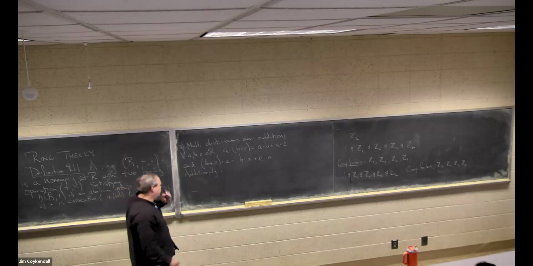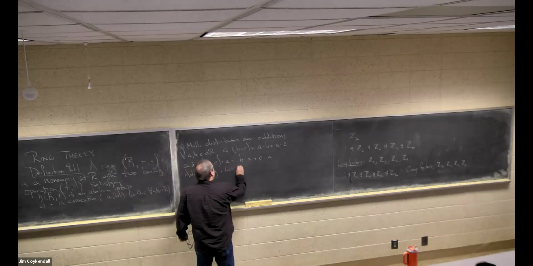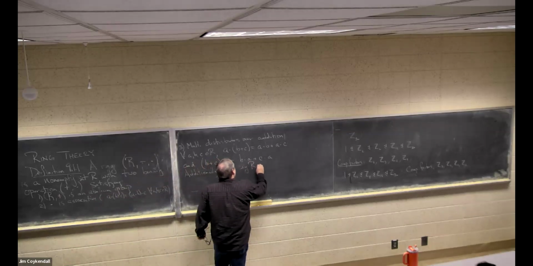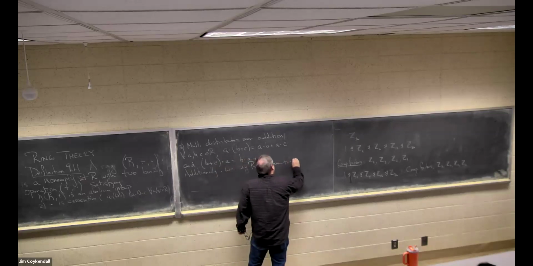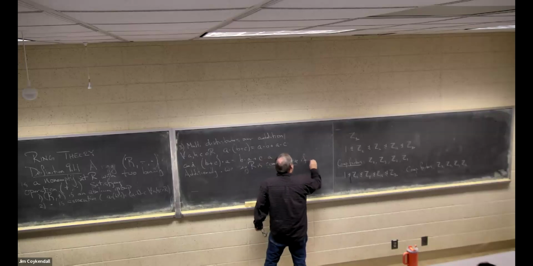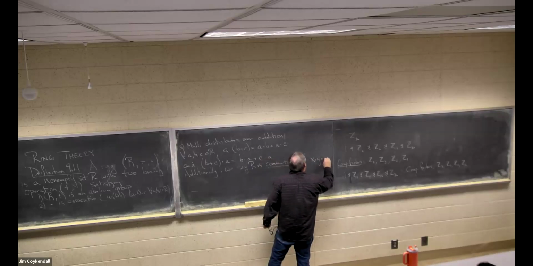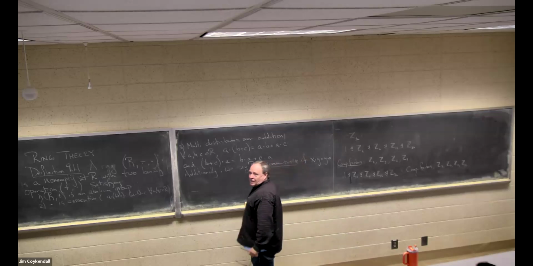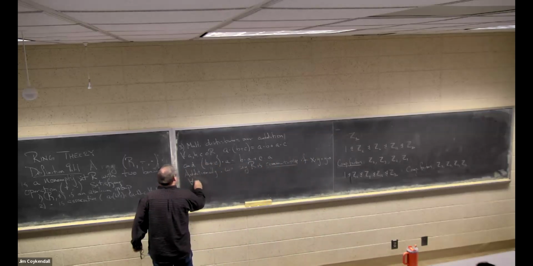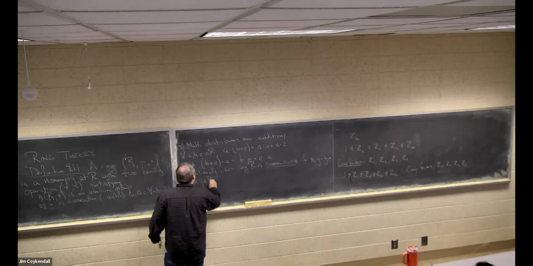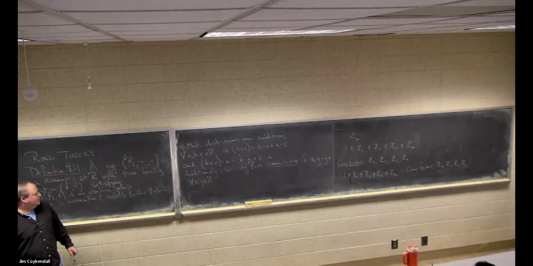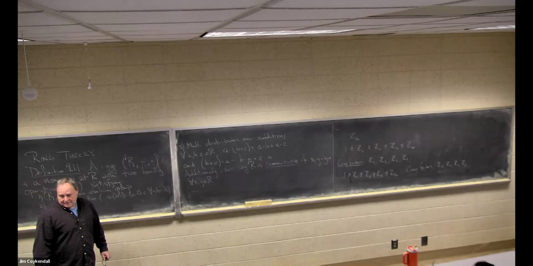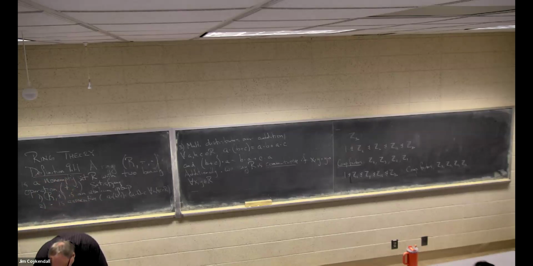Additionally, a definition. We say R is commutative if xy equals yx for all x, y in R. Okay, right.